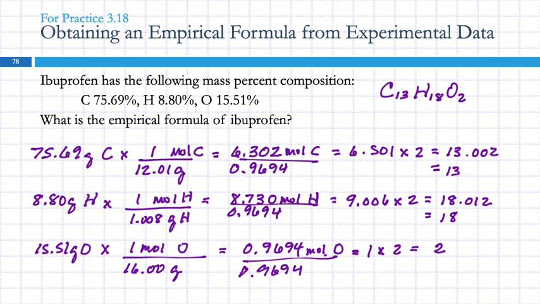Their ratios: there's 13 carbon atoms for every 18 hydrogen atoms for every 2 oxygen atoms. We have to have whole numbers here because you can't have a molecule with 6.5 carbons in it. So that is the empirical formula. Any questions?